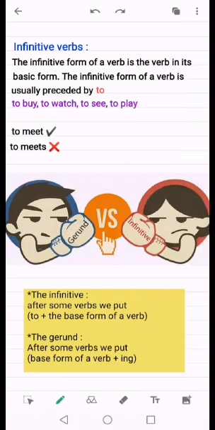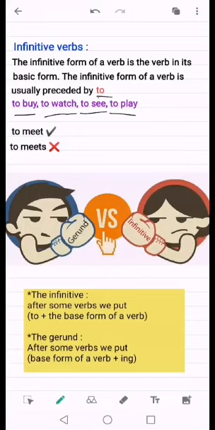Now we have infinitive verbs. What is the infinitive? The infinitive form of a verb is the verb in its basic form. The infinitive form of a verb is usually preceded by to, okay? Like to buy, to watch, to see, and to play. Here, as you see, the infinitive is what? It's to plus the base form of the verb. Like to buy, to watch, to see, to play, okay?